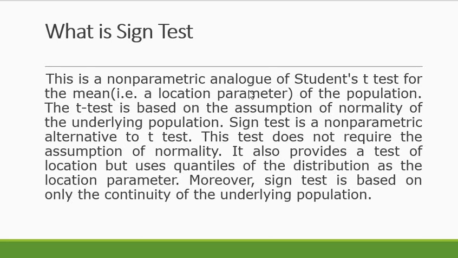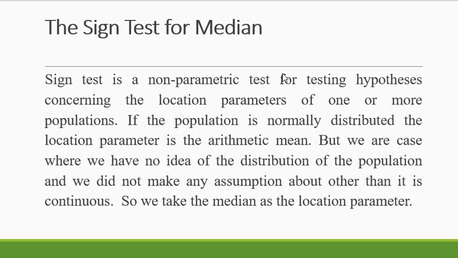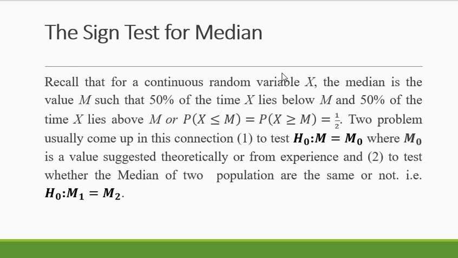In the t-test, we assume normality and we take the mean as the location parameter. But here we only assume there is continuity, no normality, so we cannot take the mean as the location parameter to be tested. So in this case, we take the median as the location parameter to be tested. This is because the median is the value that can clearly divide all observations into two equal groups.